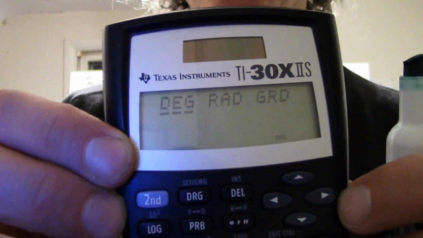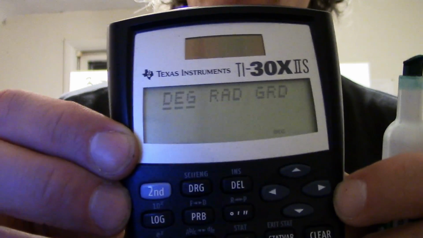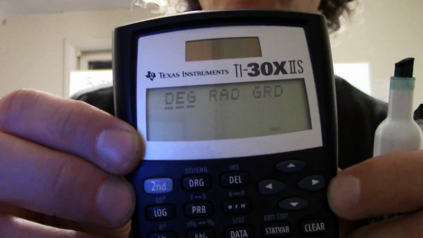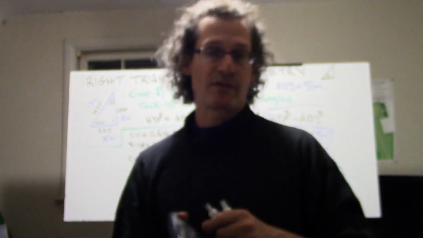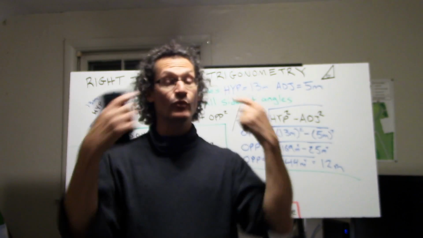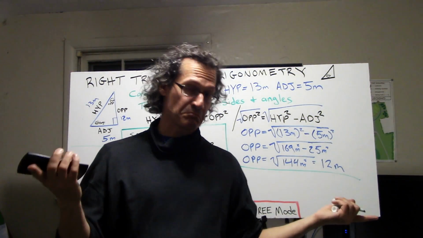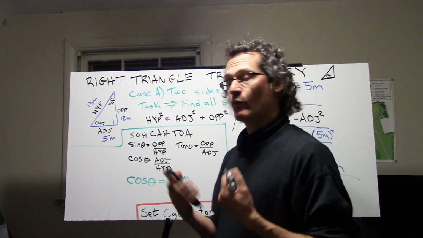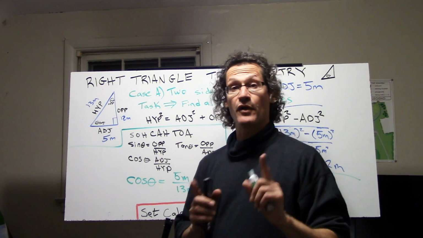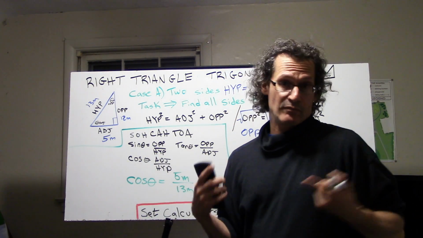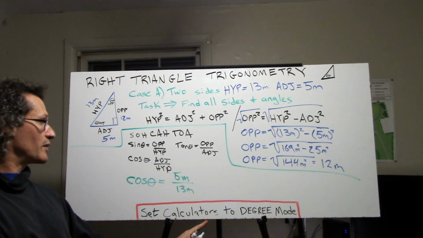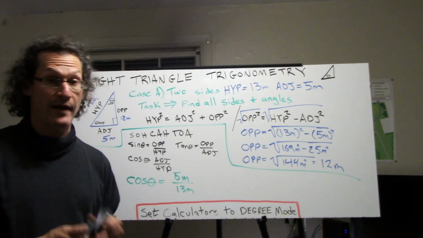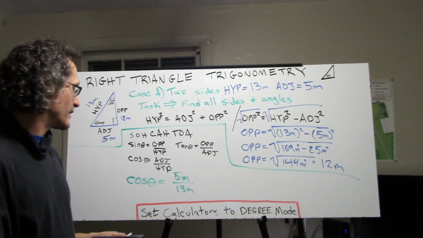I'm going to hit DRG, and look, we have some choices: Deg, Rad, Grad. They stand for degrees, radians, and gradients. Degrees is what we want. It divides a circle into 360 degrees for a full rotation. That's fine. We'll look at the other ones another time. We really will use degrees most often. So set your calculator to degree mode. Okay, now that I know mine is, we're going to run this calculation.